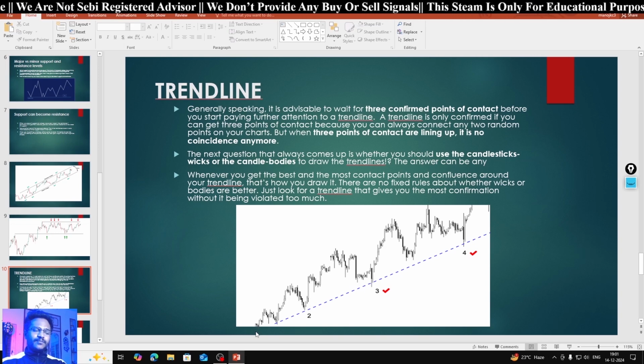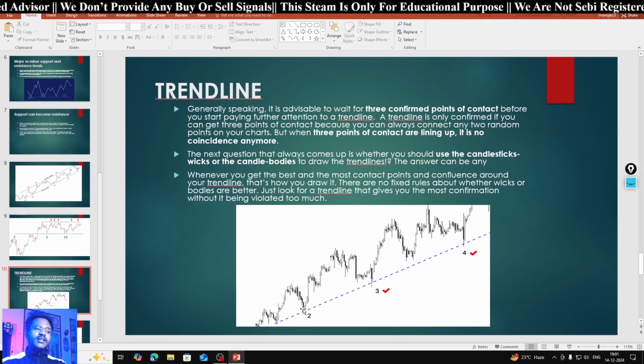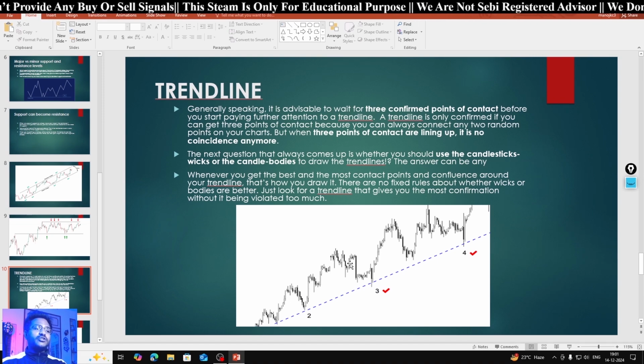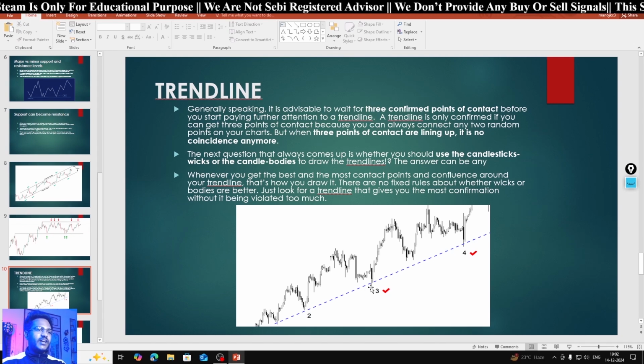So basically, when you draw a trend line, it can either touch the wick or touch the body. The only thing that you have to make sure is there are multiple touch points on that trend line. That is the main thing that you have to make sure of. Even if the wick or the body is touching this trend line, only then it is validated. If it is not touching, then you're not drawing a proper trend line.